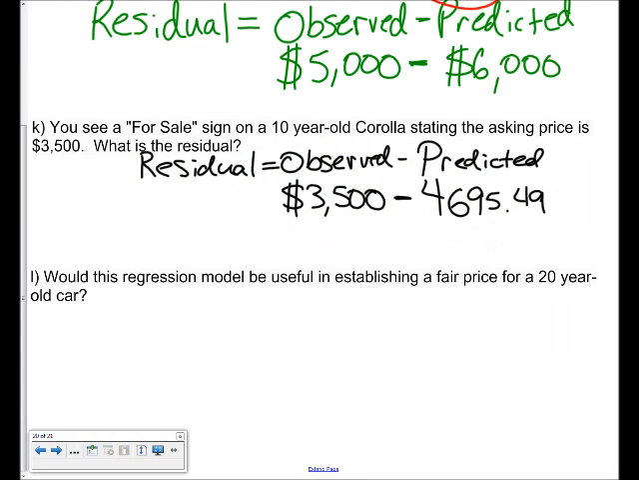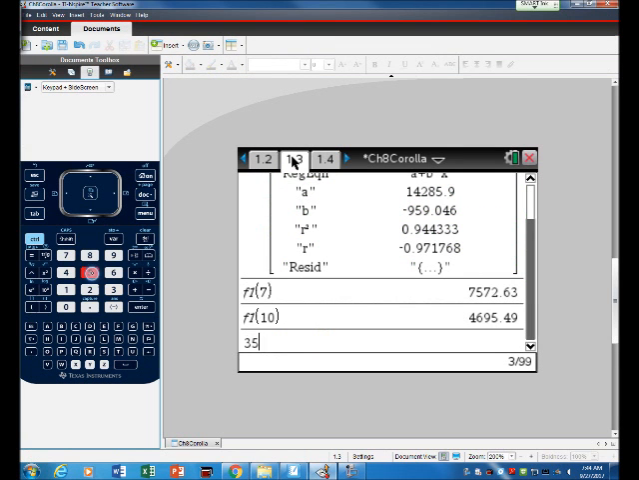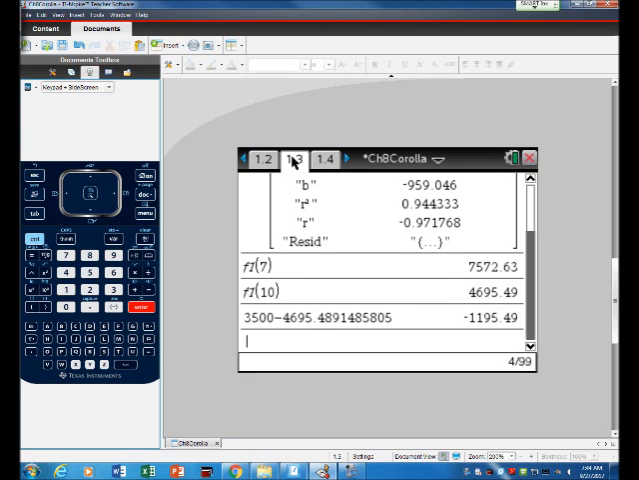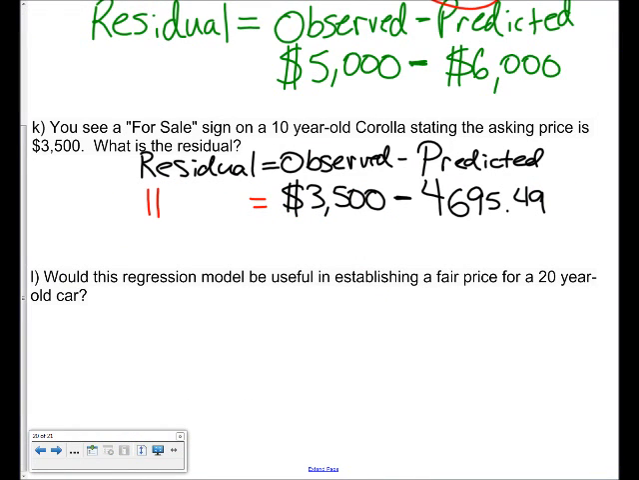So I'm going to be calculating the residual of this Corolla. All right, so that would be definitely negative. So 3,500 minus this. All right, so we get negative $1,195.49. Sure, looks good. Make sure it's negative. All right. So there is the residual.